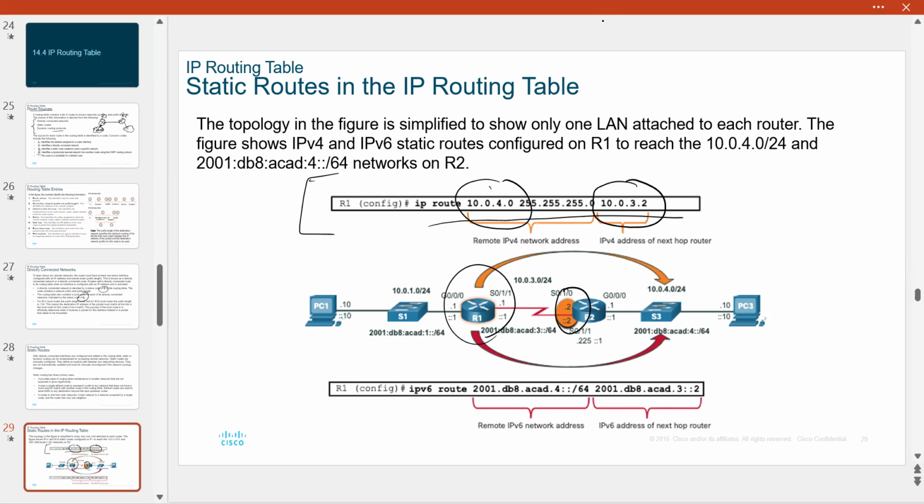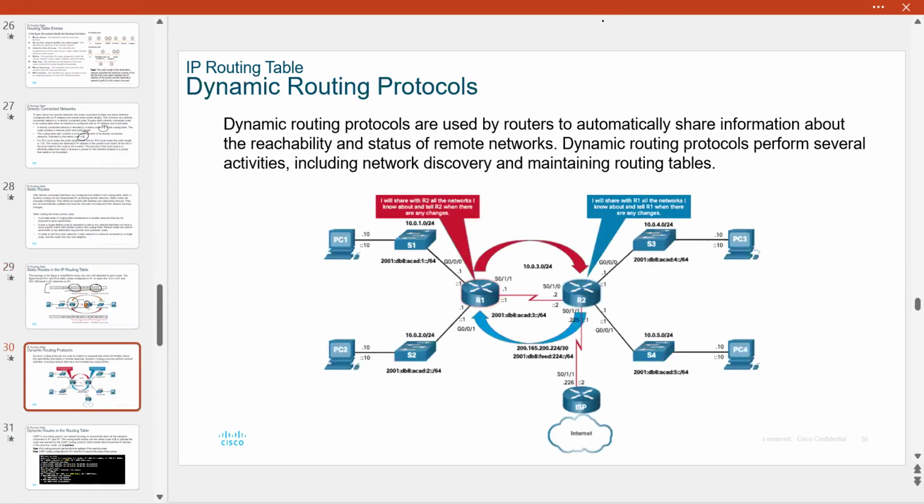Right. Moving on, dynamic routing protocols. We've talked about this. Same process. My routing protocols, the difference from my static: my dynamic routes.